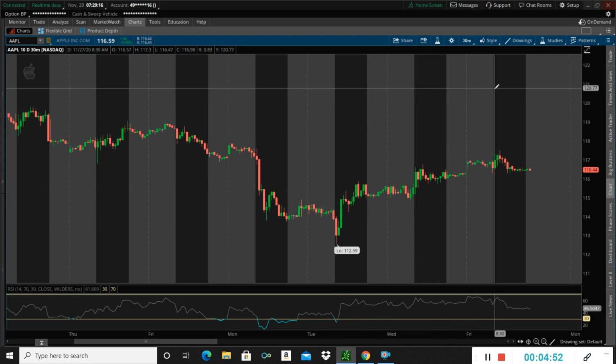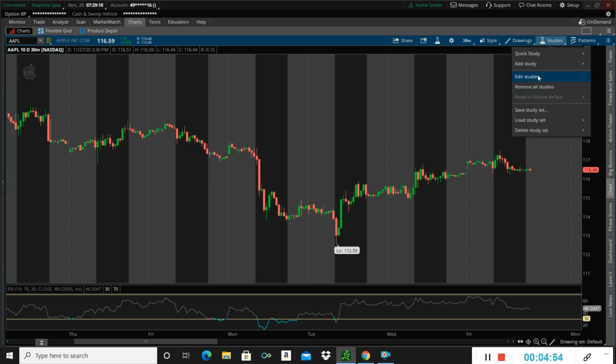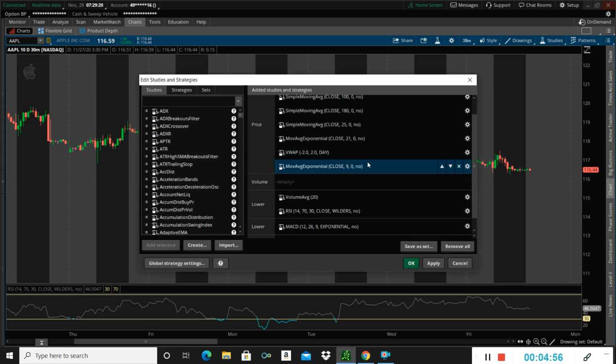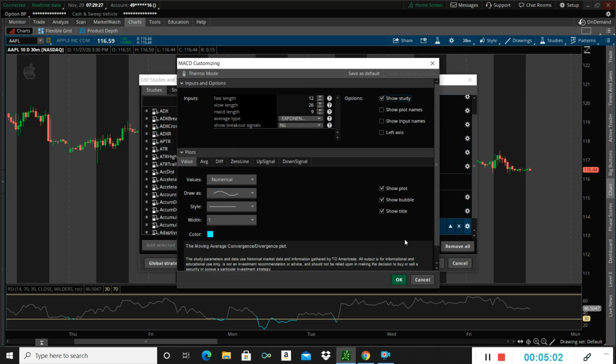Like for instance, the next one is the MACD, which stands for Moving Average Convergence Divergence. It's literally just a trend indicator.